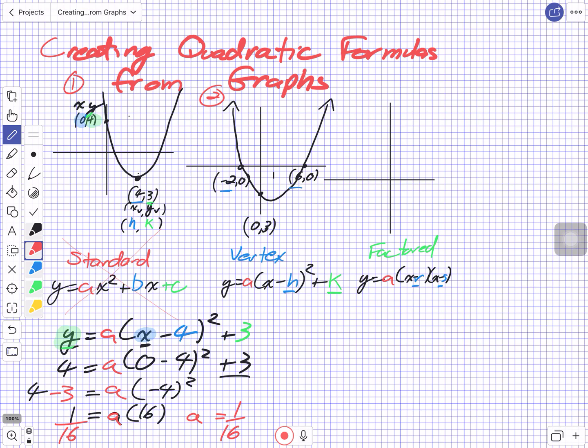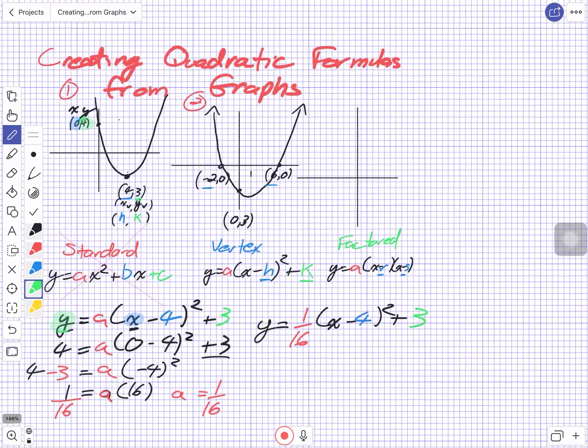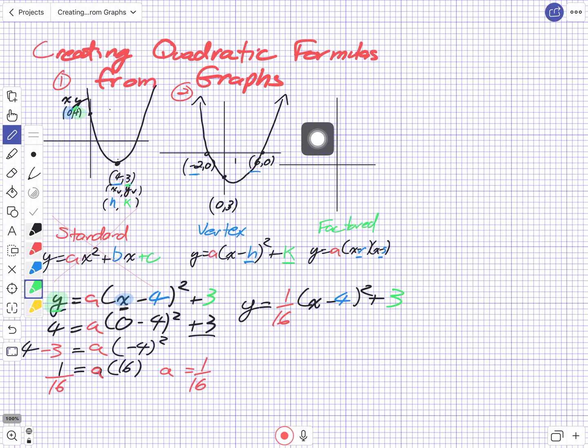Okay? So when we go to rewrite this entire equation, we get y is equal to 1 over 16, which is the a value, x minus 4 squared plus 3. So graph number 1, that's the equation for it. Okay? Graph number 2, I have to shrink again just a little for it. Same idea, but this time we're going to replace the r and the s.